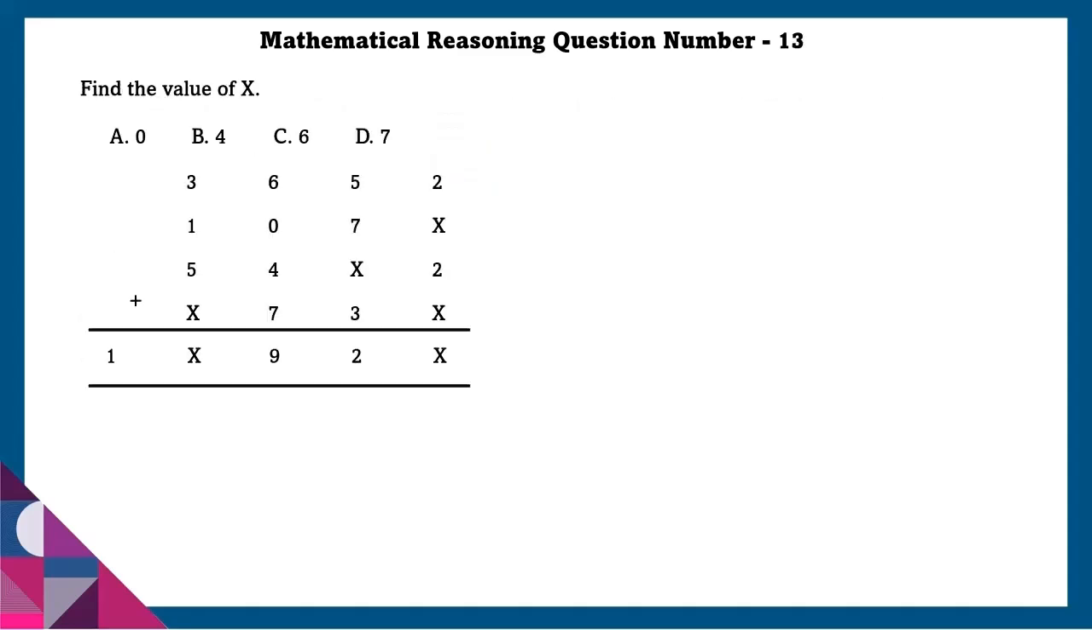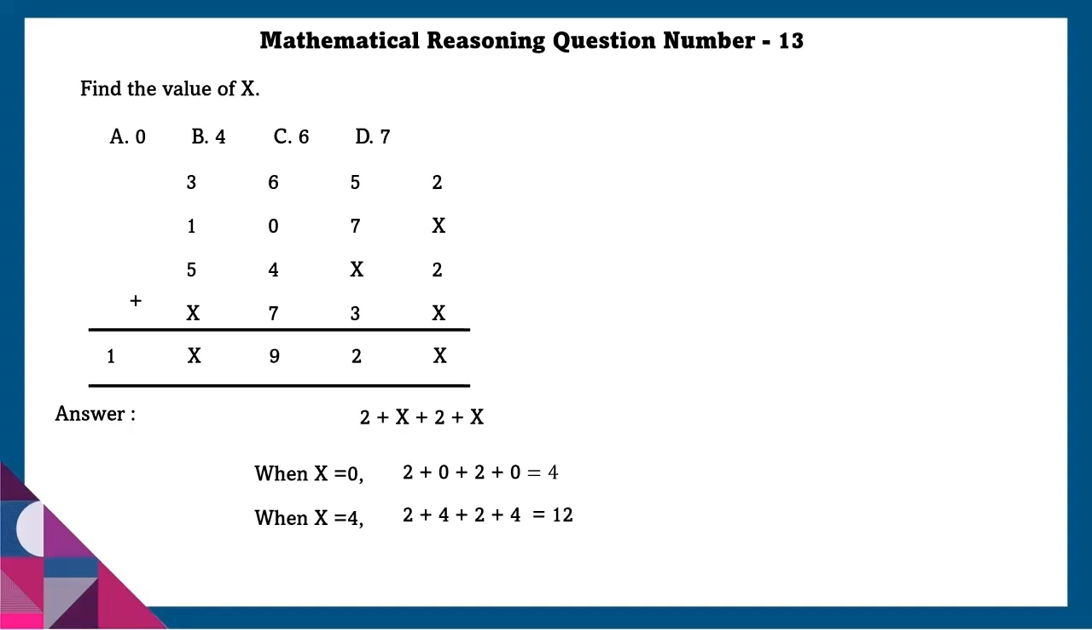Mathematical reasoning question number 13. Find the value of x. We're gonna also check the options for this question. First, we're gonna take the ones place digit that we have added. If x is equal to 0, then the ones place digit will be 4. If x is equal to 4, then the ones place digit will be 12. When x is equal to 6, we get the value as 60.